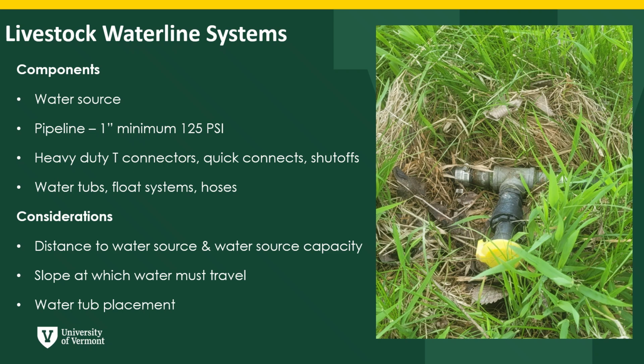Things that need to be considered when assessing a waterline system for livestock are the distance from the fields to the water source, capacity, the slope at which the water will need to travel, and the water tub placement within the field. The USDA NRCS Livestock Pipeline Pressure Requirement Worksheet, available in the Resources section for this module, can help to determine the required flow rate, pressure requirements, and pressure tank size needed to accommodate differing water system needs.